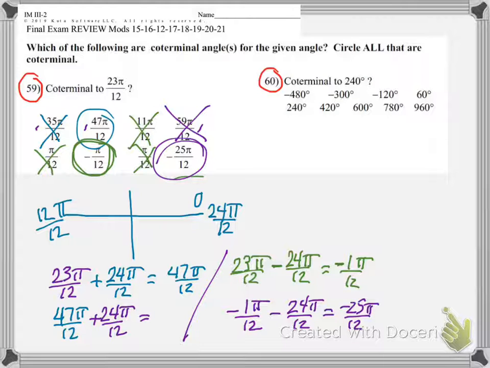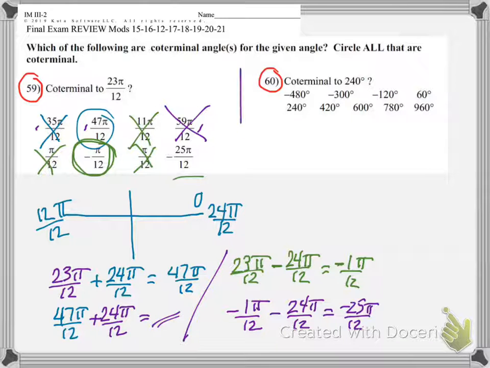Now, I did that with common denominators. It would have been okay if I used my calculator, and instead of doing 24 pi over 12 here, if I said, what's 23 twelfths minus 2? And my calculator would give me an answer. I could have said, what's 47 twelfths plus 2? And my calculator would give me a fraction answer. But I still want you to show me on paper what it is you're doing. And what was this? I guess it doesn't matter what this was because it wasn't what we wanted.